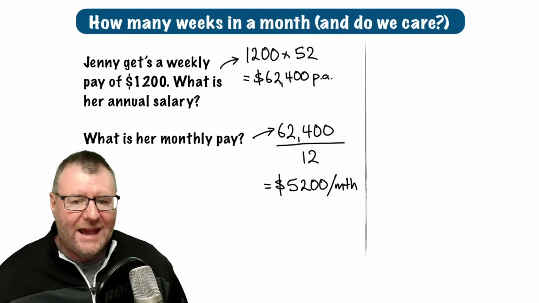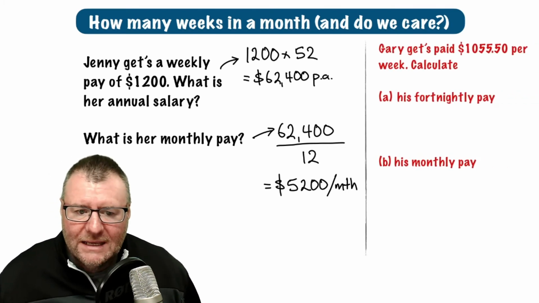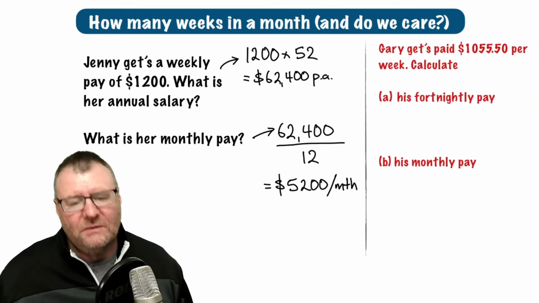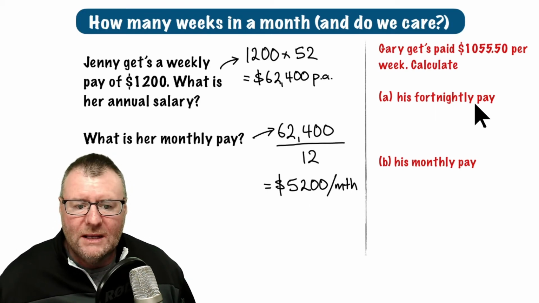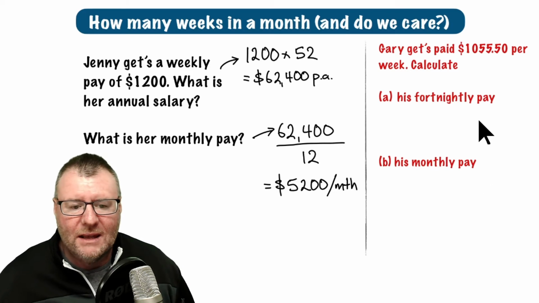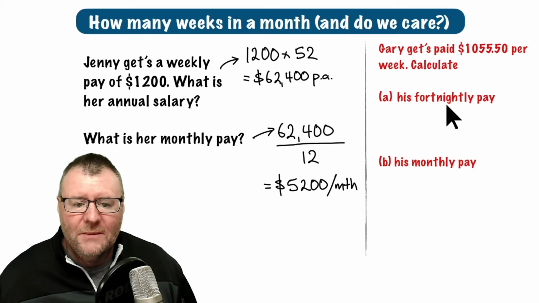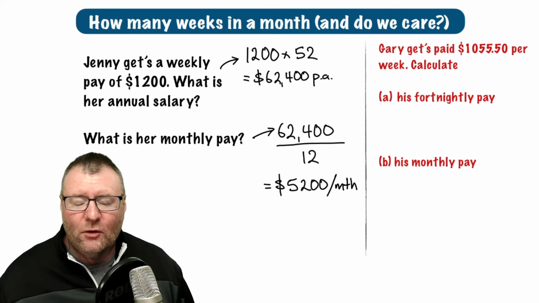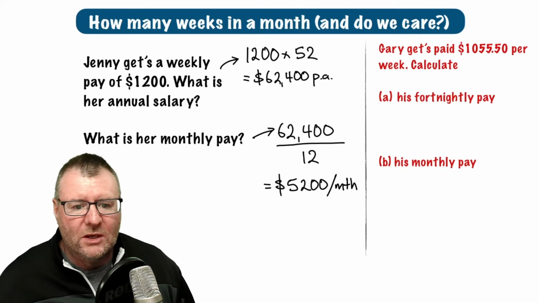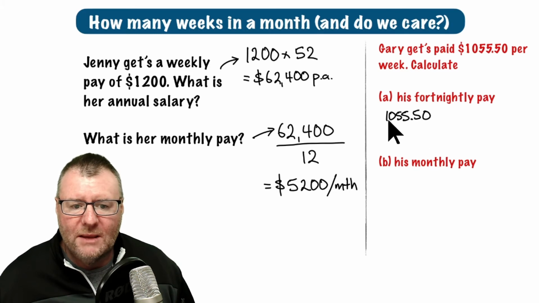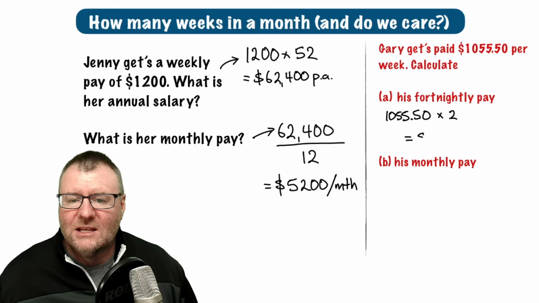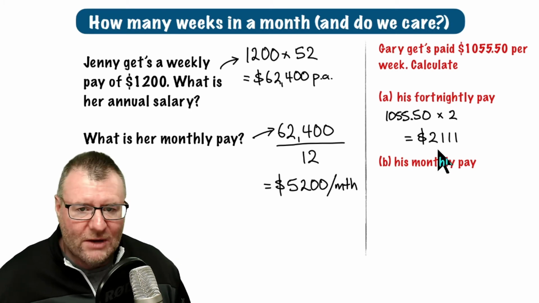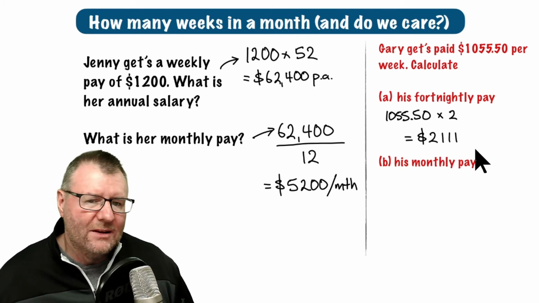So let's look at another example for you. Gary gets paid $1,055.50 every week. So let's calculate his fortnightly pay and his monthly pay. Now, fortnightly, hopefully you remember, is 2 weeks. A fortnight is 2 weeks. So every 2 weeks, how much will he earn? Okay, well, we can take his weekly amount and we can multiply it by 2 in this case to get a fortnightly pay of $2,111.